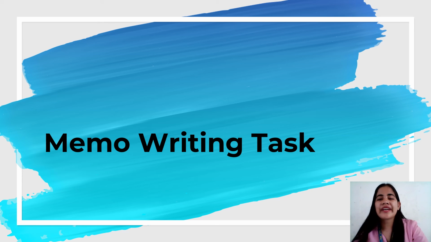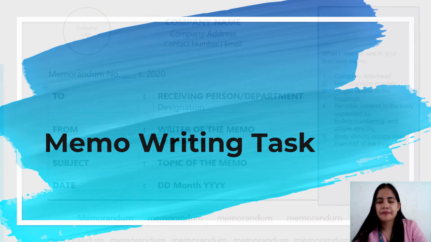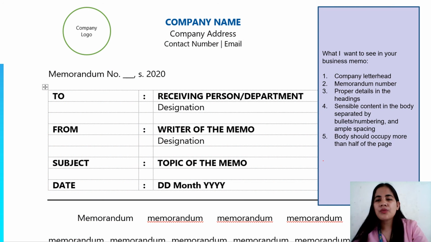Okay, for your memo writing task that you should submit to your teacher for the grade of your task. So, what I want to see in your business memo is number 1, company letterhead. So, what is the name of the company, company address, contact number, and email. Number 2, memorandum number.